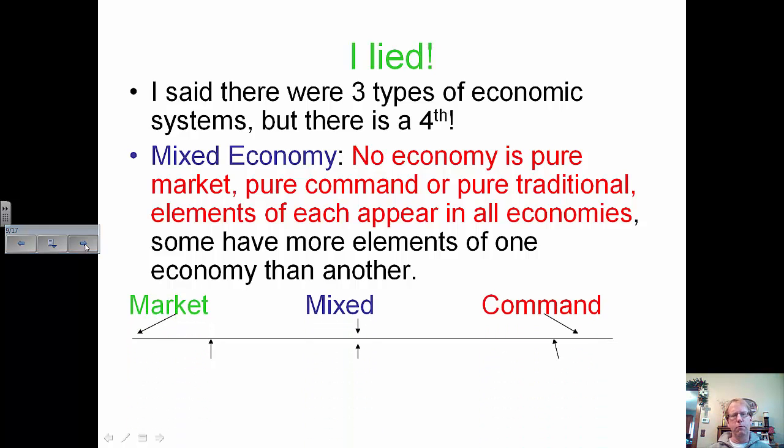So on one end we have the market economy, right? Then we have the mixed market economy kind of in the middle, and then we have the command economy over here on the right. And like I said, usually you're somewhere in the spectrum here. You're not clear market economy, you're not clear command economy, you're kind of a little bit more one or the other, and that's the mixed economy. All right.